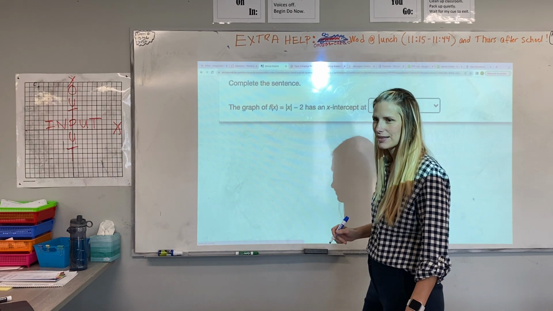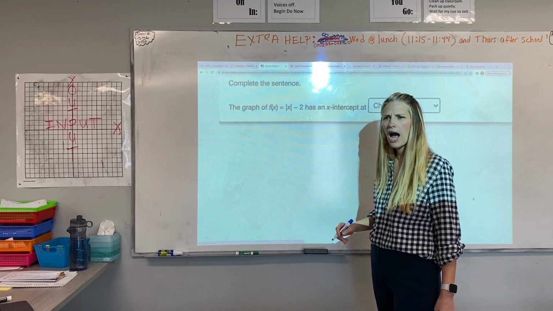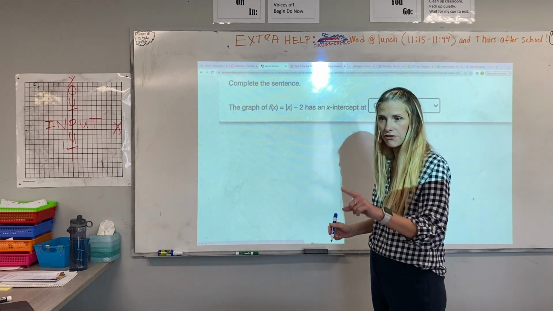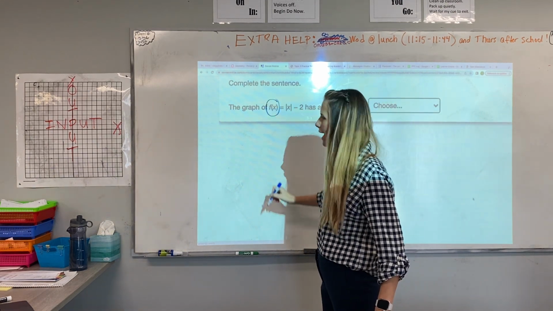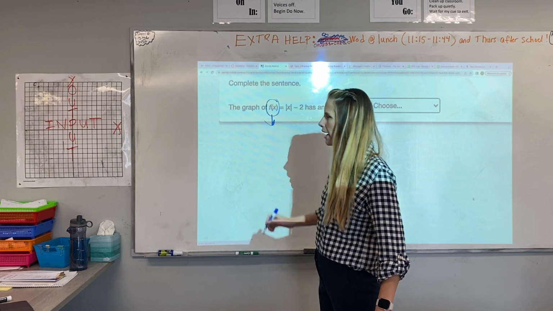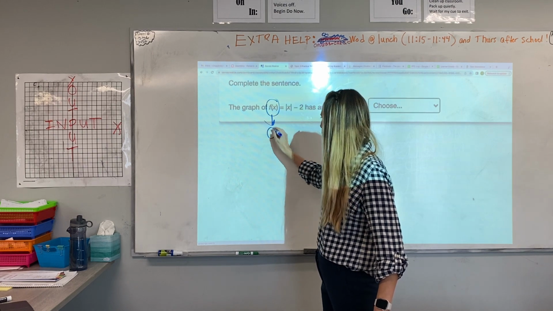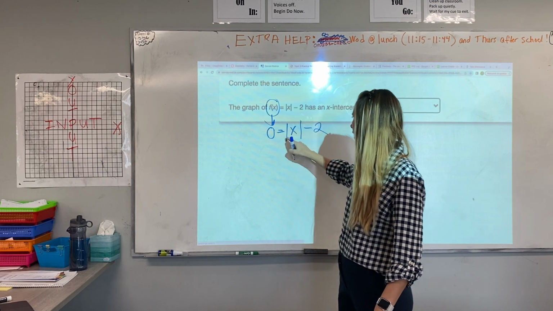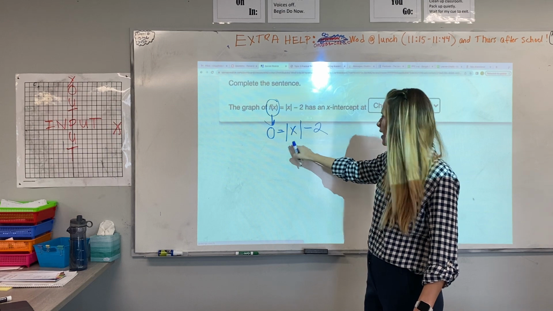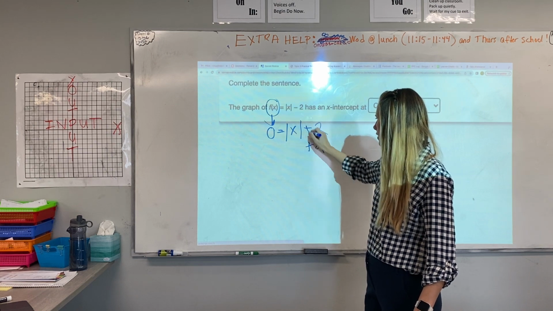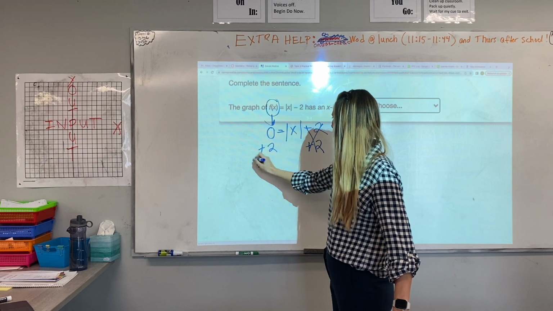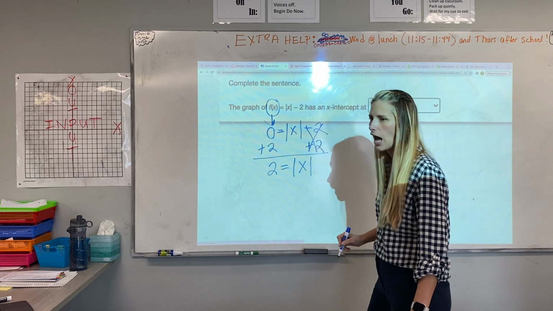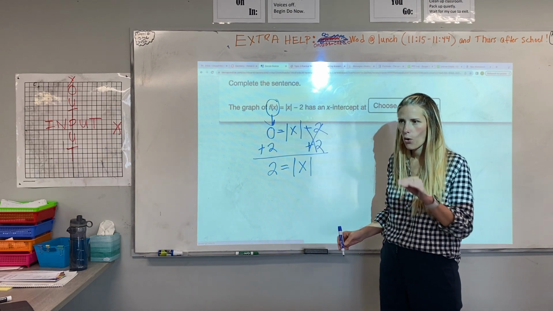My y, my output, the f of x. This is my output value. This is my y value. The output, my y value would be 0. My input would be x. And then this is the function. To solve for x, solve it just like a regular equation. Watch this. Cancel, plus 2, and I have 2 equals the absolute value of x. Now, tell me the number, or numbers.